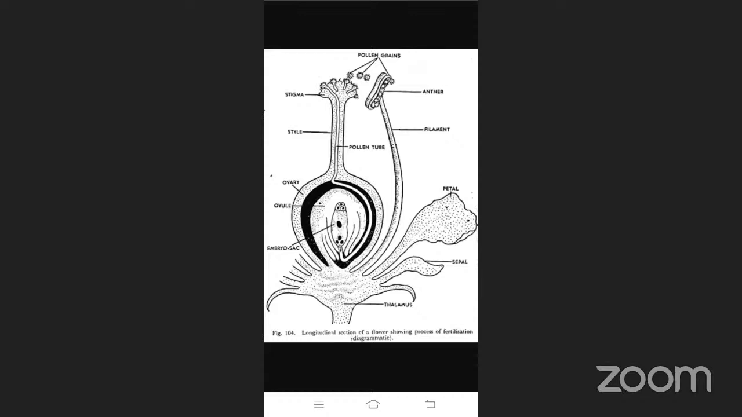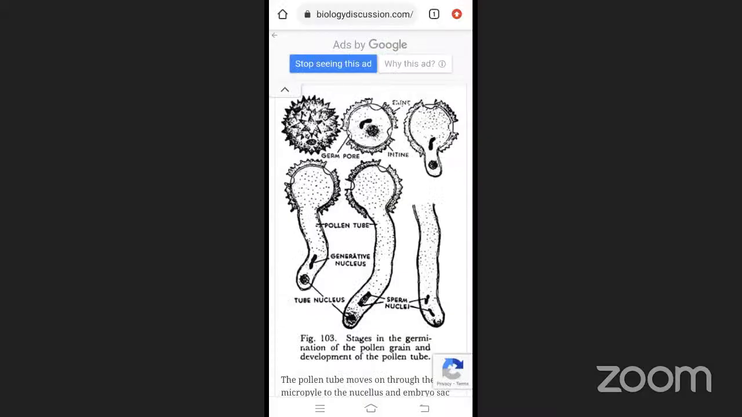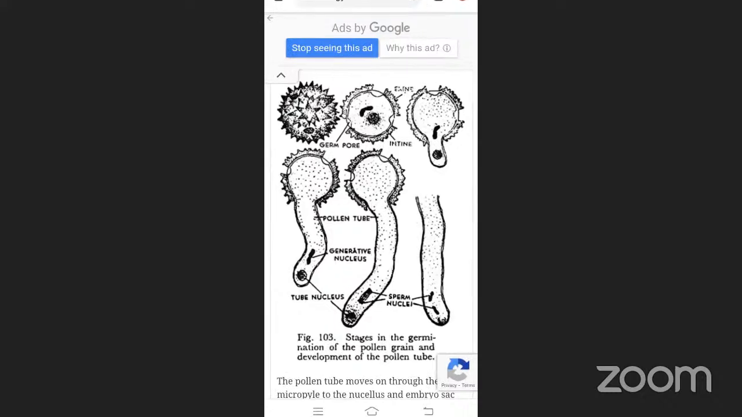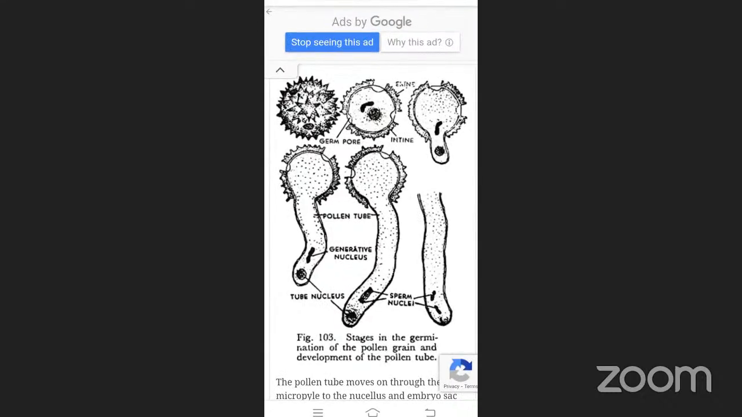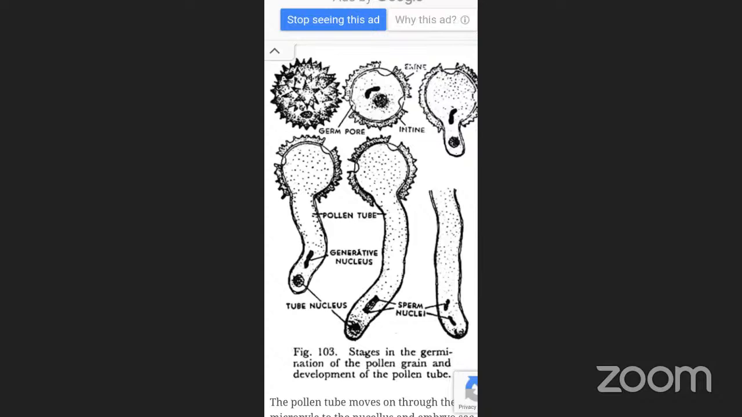So pollen germination happens here. This is the pollen tube growth. Through the germ pores in the pollen, the pollen tube will grow out.